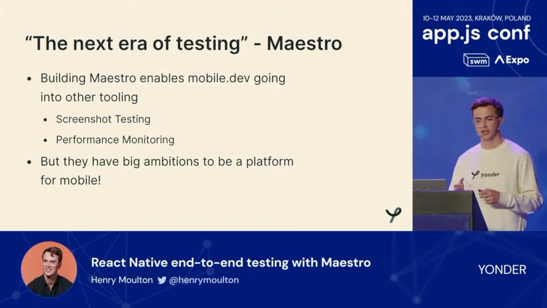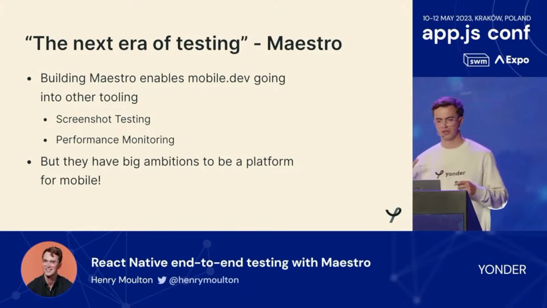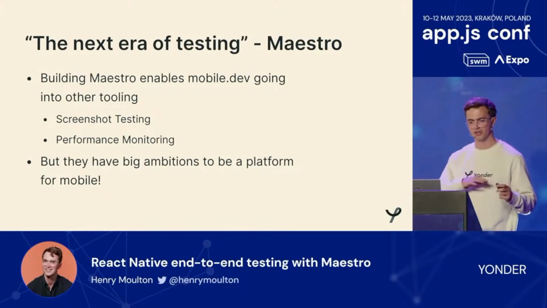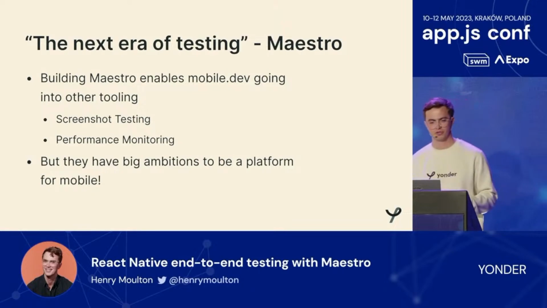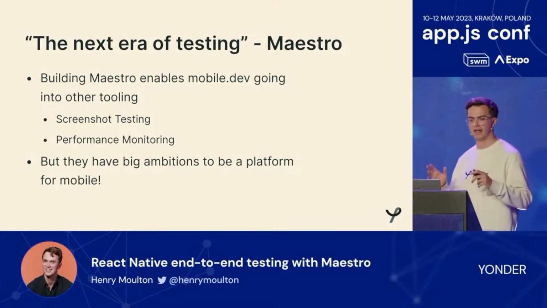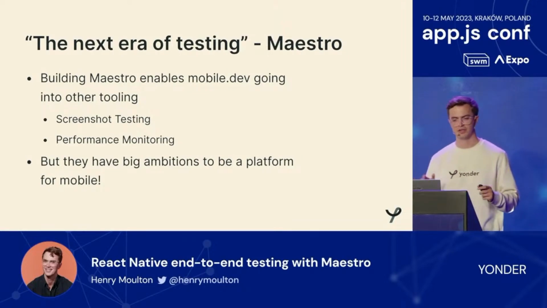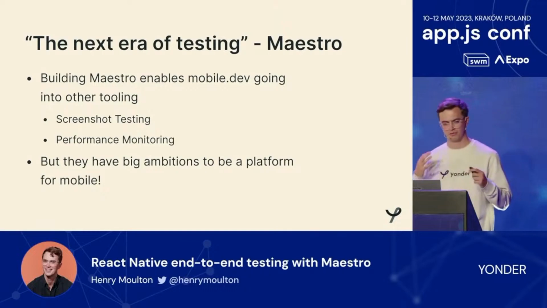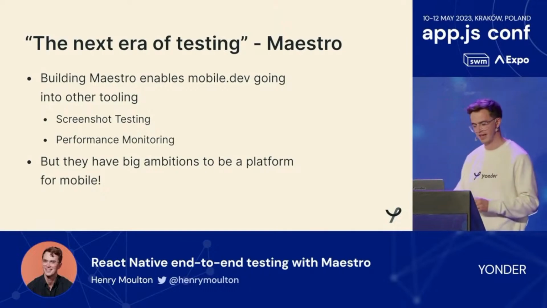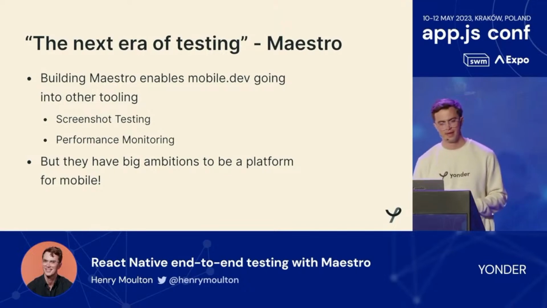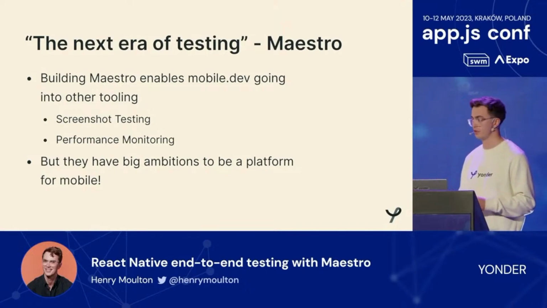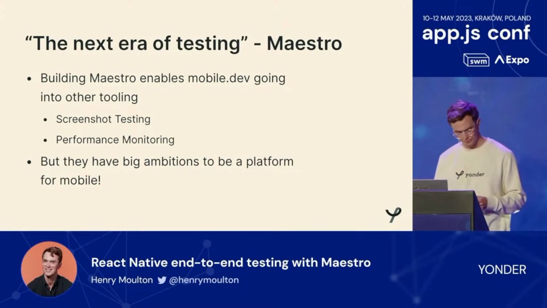For the last few years, we've seen in the React Native ecosystem, there's maybe a screenshot testing tool or a performance monitoring tool, and they're sort of fragmented. They have different dependencies. They have different maintainers. But as we've seen with Expo, sometimes it's really nice for a company to just say, hey, we're going to handle all of it. And they also have big ambitions to be a platform for mobile too, mentioning things like feature flags.